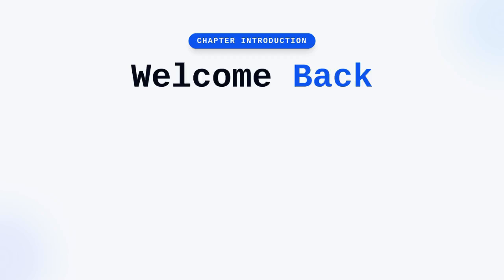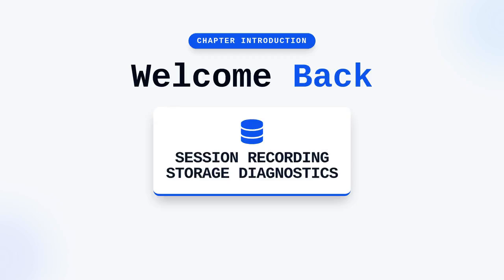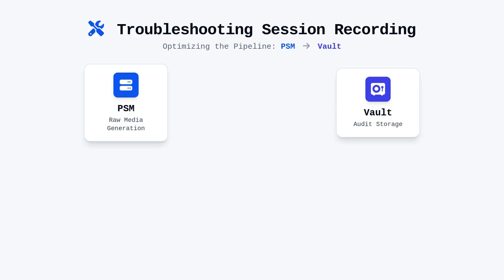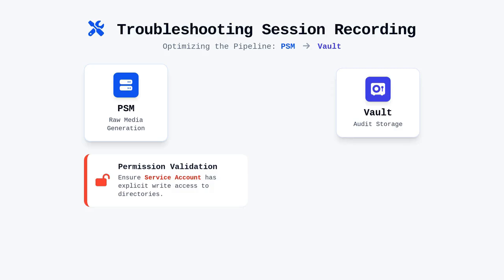Welcome back. In this chapter, we explore the complexities of session recording storage diagnostics to ensure your audit trails remain intact and accessible. When troubleshooting issues within the session recording pipeline, we must first focus on the journey of the recording from the privileged session manager to the vault. Upload failures often stem from misconfigurations in the underlying storage paths or incorrect file system permissions assigned to the service account responsible for handling these buffers.